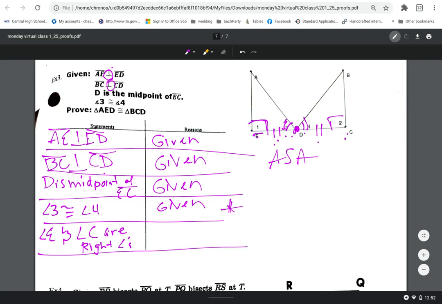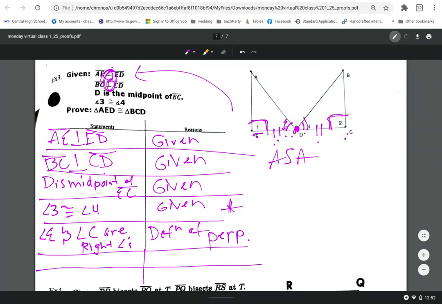How do we know that these 2 angles are right angles? What told us here? All right, what told us was that perpendicular sign, right? So that would be definition of perpendicular. Okay, so now that they're right angles, we can say that they're congruent. So angle E is congruent to angle C. Why? Right angles are congruent.